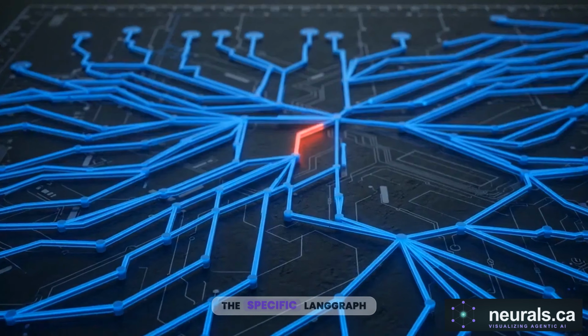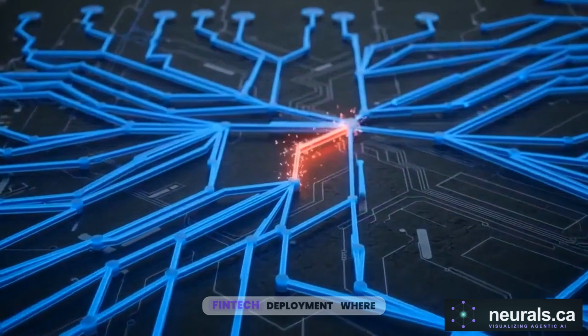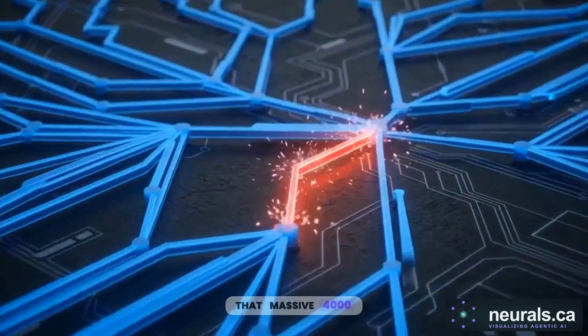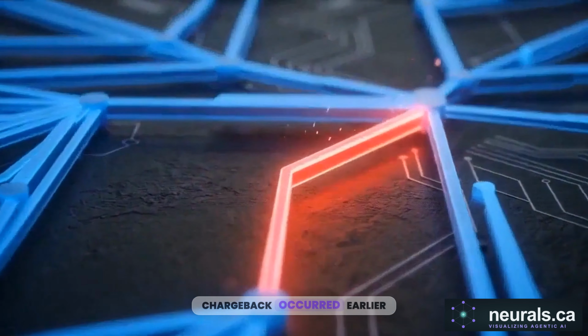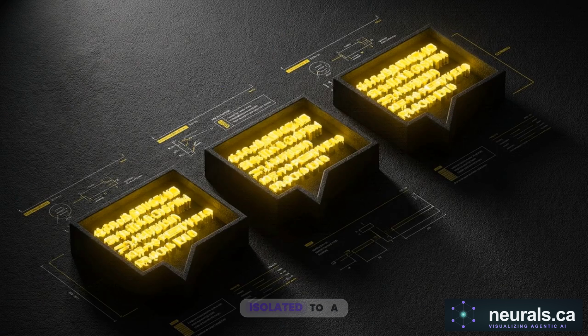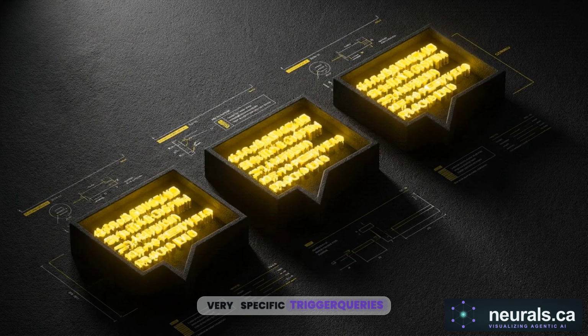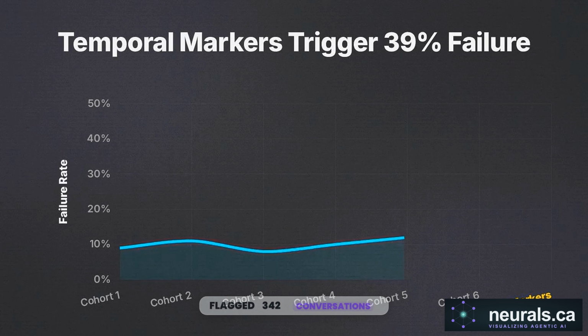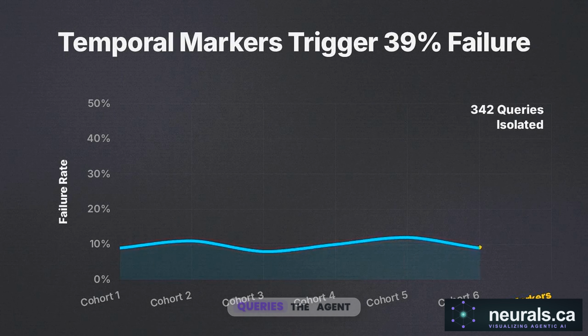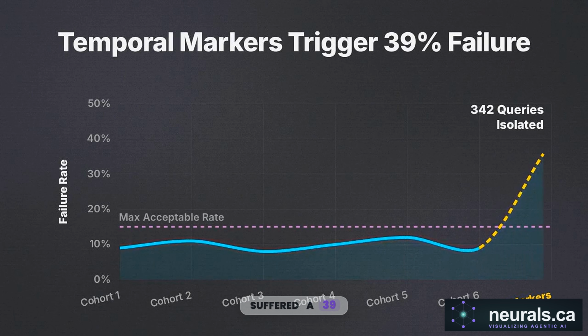Let's return to the specific LangGraph pipeline of the fintech deployment, where that massive $4,000 chargeback occurred earlier. The failure was isolated to a very specific trigger: queries using temporal markers, words like recently, new, or changed. The internal data flagged 342 conversations featuring these markers. On those specific queries, the agent suffered a 39% failure rate for first contact resolution.